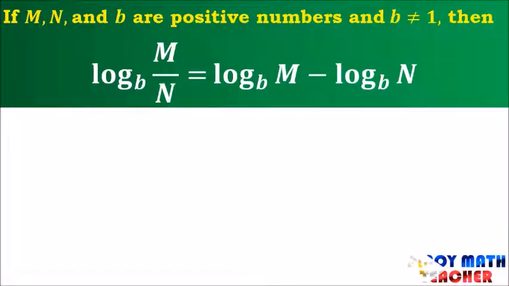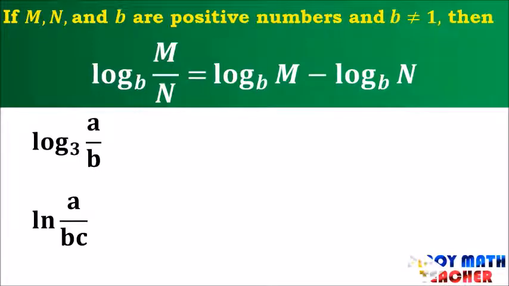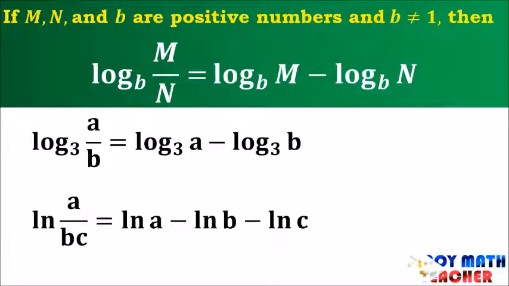Another example. So, given logarithm of a over b with base 3. So, ito ay pwede nating i-expand as logarithm of a with base 3 minus logarithm of b with base 3. So, minus yung logarithm of b with base 3 dahil siya ay denominator ng ating argument. So, last natin we have ln a over b times c. So, ito ay pwedeng i-expand as ln a minus ln b minus ln c. So, parehong negative yung ln b at yung ln c dahil sila ay nandoon sa denominator ng argument.